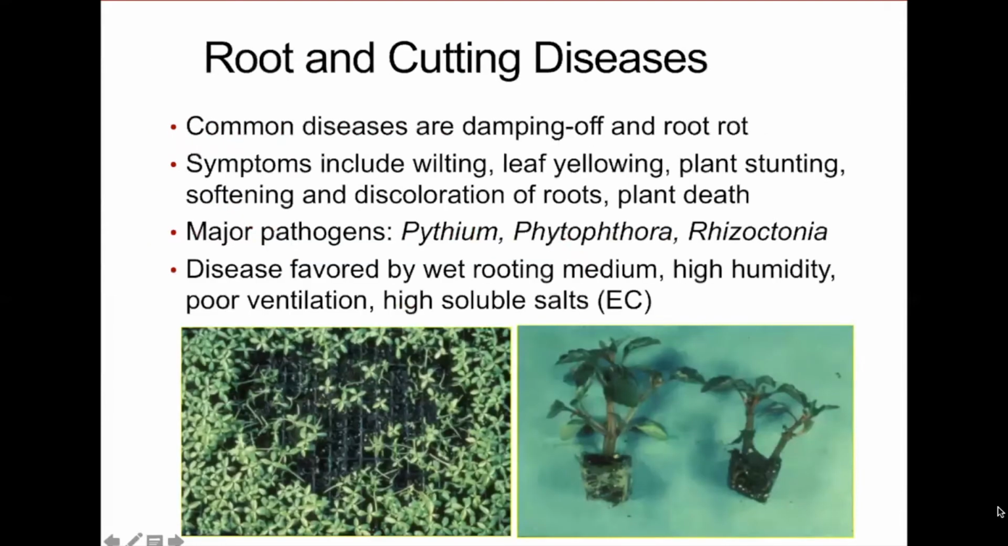All right, if your greenhouse facility focuses on a lot of root and cutting, some of these diseases can occur. Some common diseases are the damping off and root rots. And these spread very quickly, so you need to manage these tremendously. So the symptoms include wilting, leaf yellowing, plant stunting, softening, and discoloration of the roots and plant death.